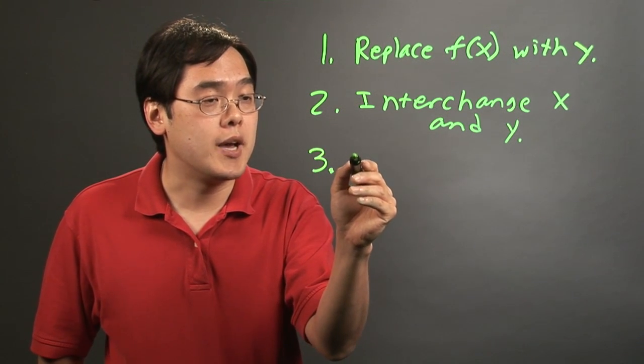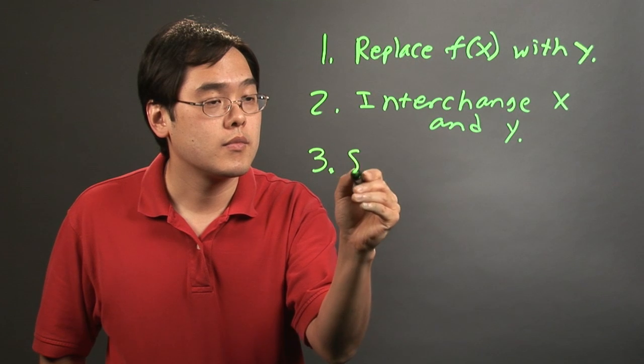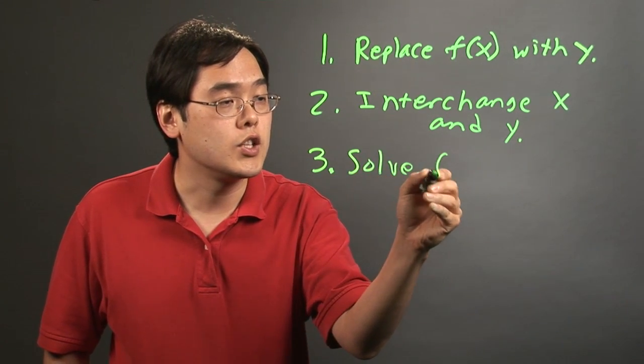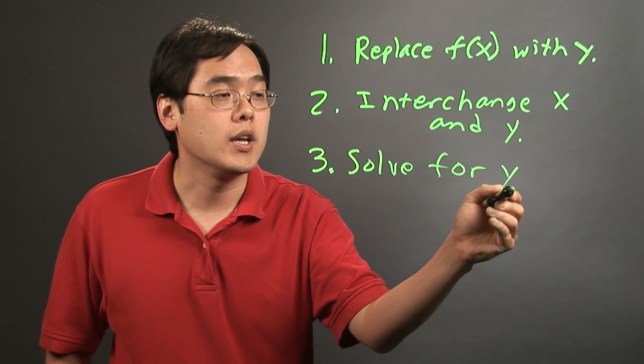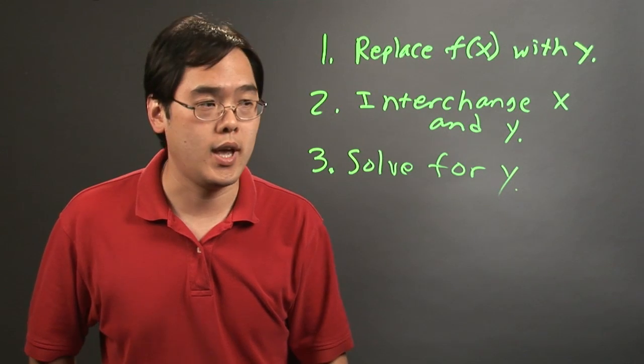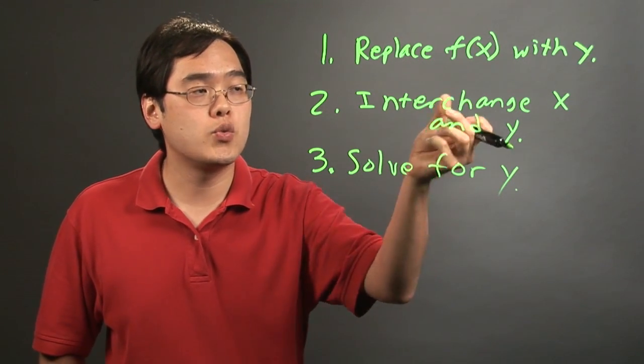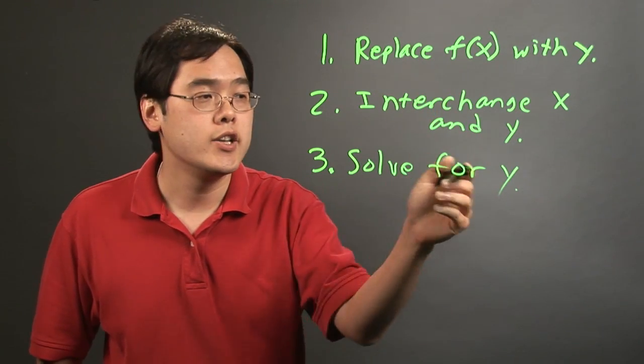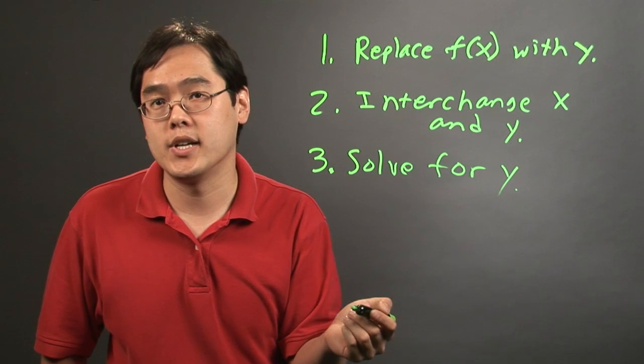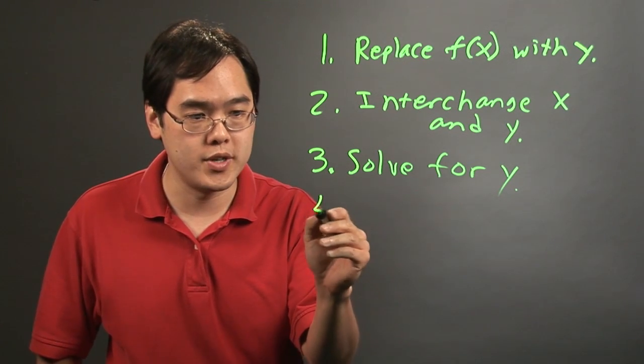Now, for the third step is use algebra and solve for y. Okay, so after you played switcheroo with x and y, just solve for y. Get y by itself, if you will, and that's where the algebra becomes very important.